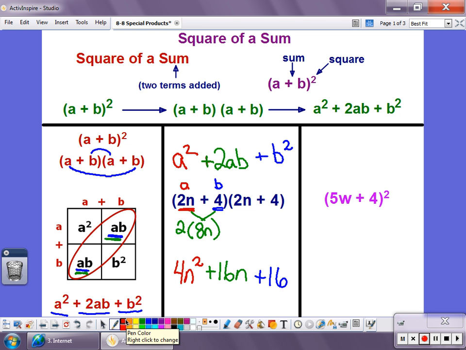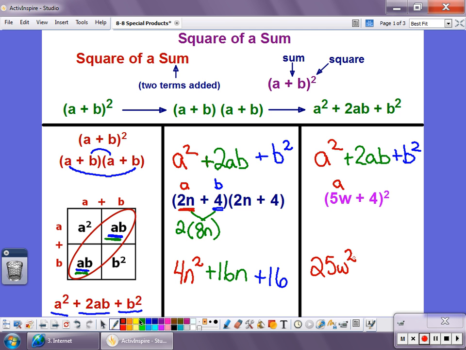Let's try this one over here. Again, start with your formula. It's a squared plus 2ab plus b squared. The first term is your a, so a squared is going to be 5w times 5w, which is 25w squared.